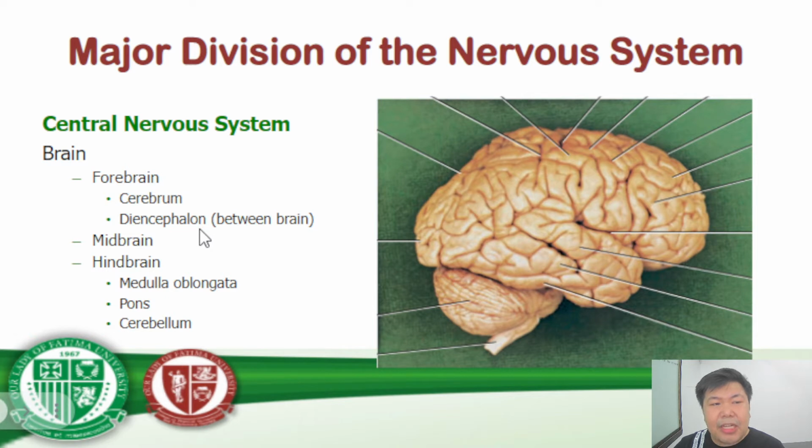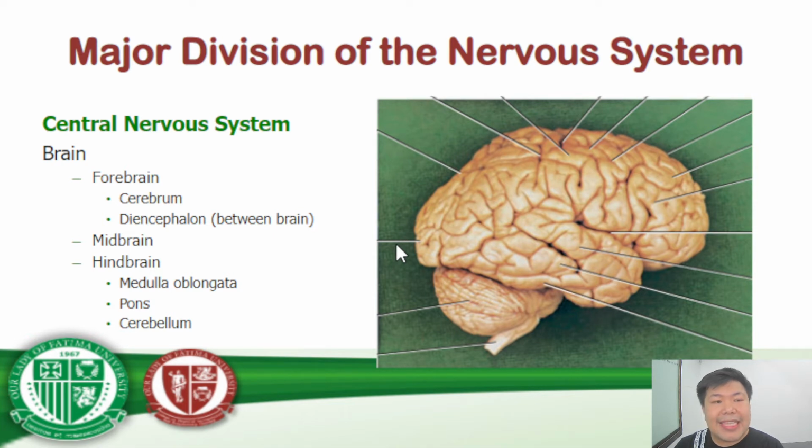The second part of the brain, which is part of the forebrain, is called diencephalon. However, the diencephalon is an internal structure. Nasa loob po siya ng brain. Therefore, in this image, we won't be able to appreciate it. The forebrain is very important because it composes majority of the brain. No? Siya yung biggest part or the biggest division. And most of the most complex, most advanced functions are found in the forebrain.